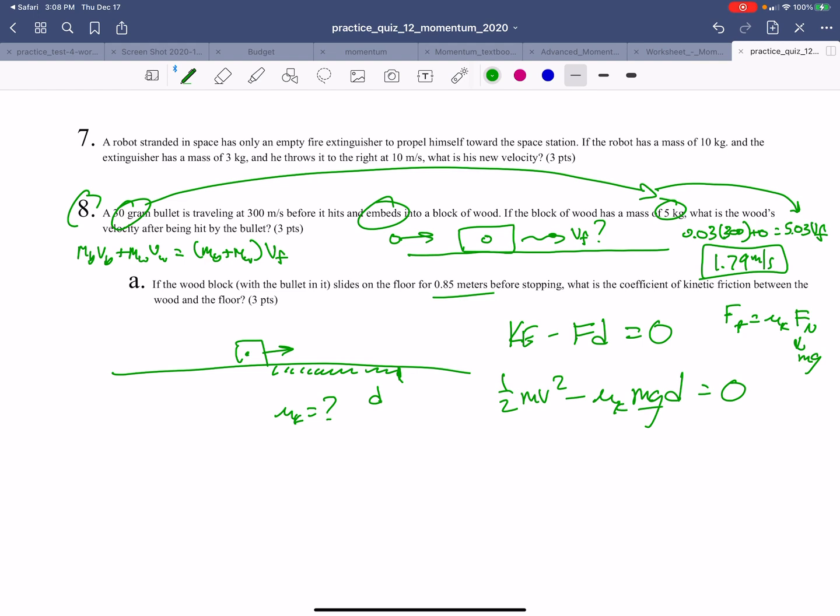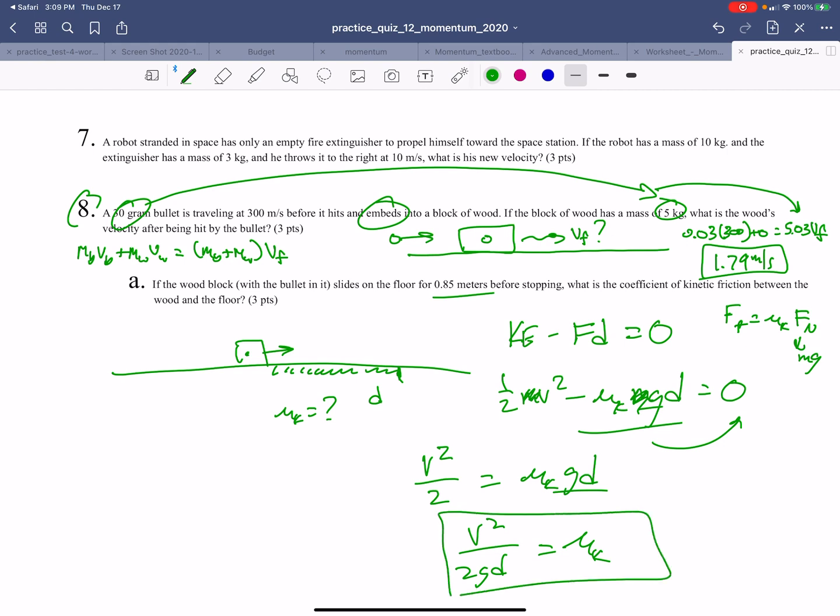We can factor an m out of everything. So that'll go away, that'll go away. And we're trying to figure out the mu. So let's just algebraically solve for mu. So the way this looks to begin with is going to be this equals mu sub k gd. I just brought this whole thing over to this side. And now we're going to divide both sides by the gd. So v squared all over 2gd equals mu sub k. And since you have all those values now, you can just solve for mu. And that's how we would do this one.